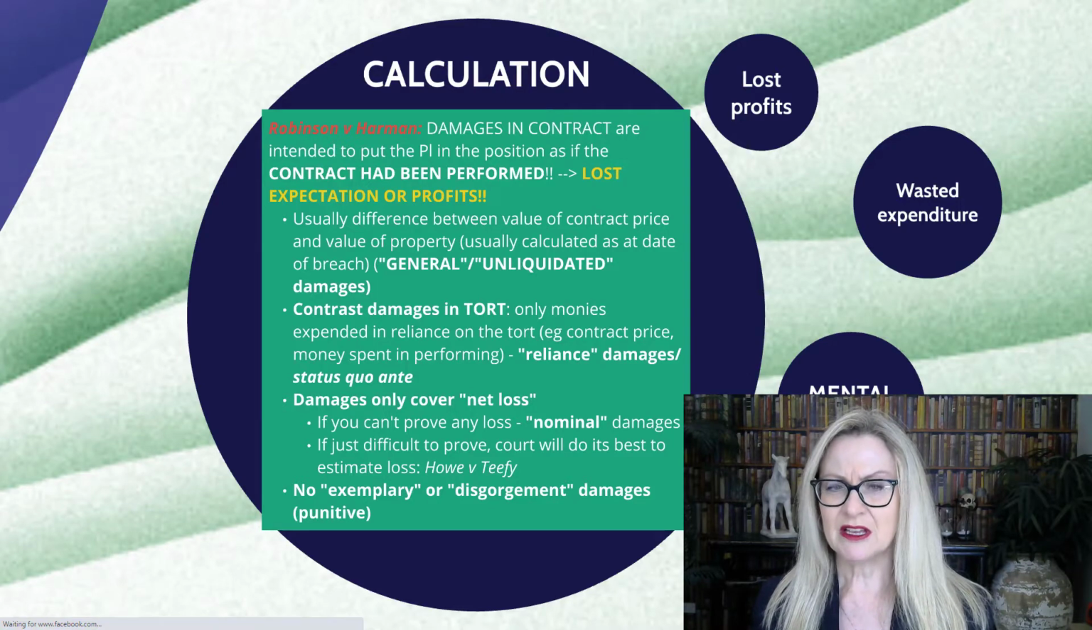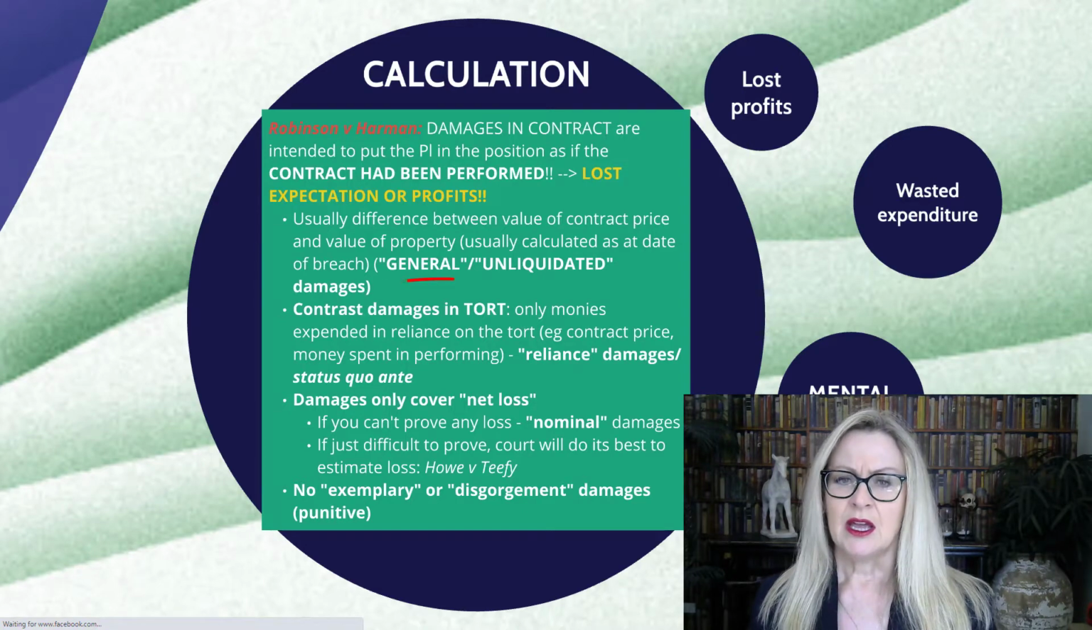Generally speaking, the way that they're calculated will be the difference between the contract price and the value of the property, usually calculated at the date of the breach. These kinds of damages are called general or unliquidated damages. Now, why do I say that they're a beautiful thing?